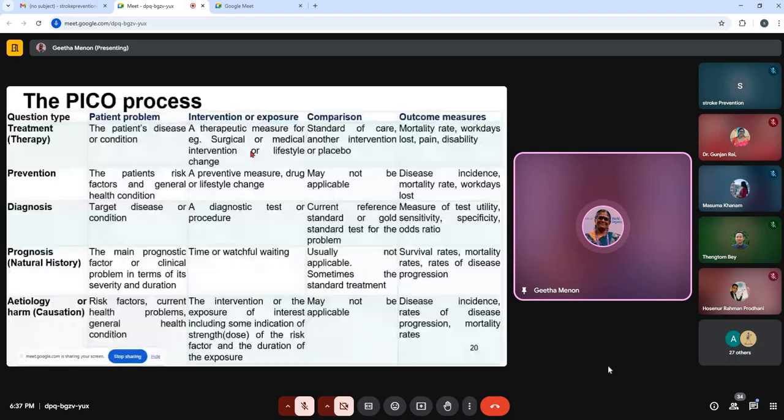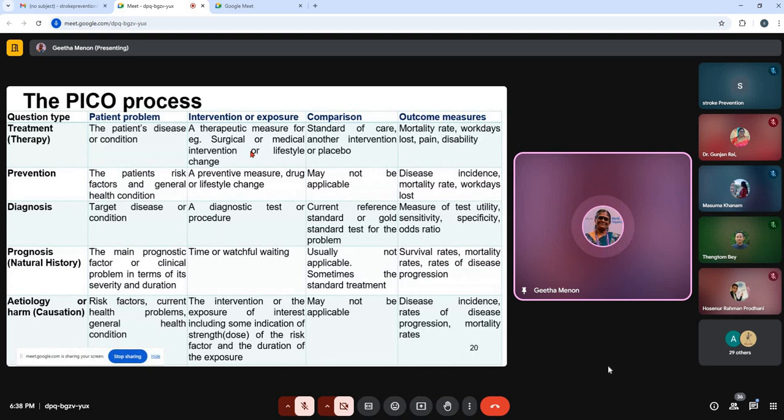Now, if we look at it in a more detailed manner, we see that the PICO process for these different domains can be clearly answered. Say, for example, if we are looking at the therapeutic domain, then the patient's disease or health condition becomes the P component. The intervention or the therapeutic measure, whether it is a surgical measure or a medical intervention, could be the I component. The comparator could be a standard of care, or it could be another intervention or a placebo. And the outcome measures could be any clinical outcome of interest, like mortality rate, or reduction in pain, reduction in any clinical problem.